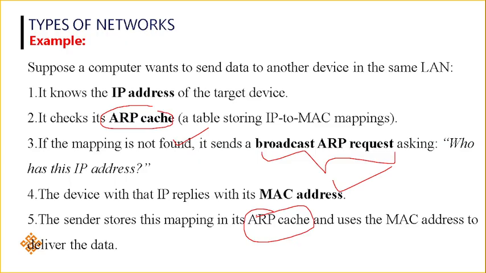Because in future, if system 1 wants to transfer data to the same system 2, then again it need not send the request to system 2 for the MAC address, because all the entries will be available in the ARP table of system 1. It will just open the ARP table, check the MAC address of the corresponding IP address, and then directly transfer the data with the help of the MAC address.